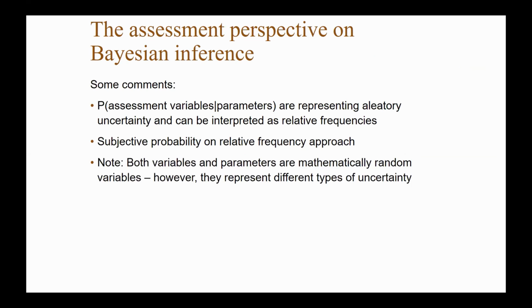And if we take a step back and look at this in a Bayesian framework, both variables and parameters are mathematically random variables, but they represent different types of uncertainty.